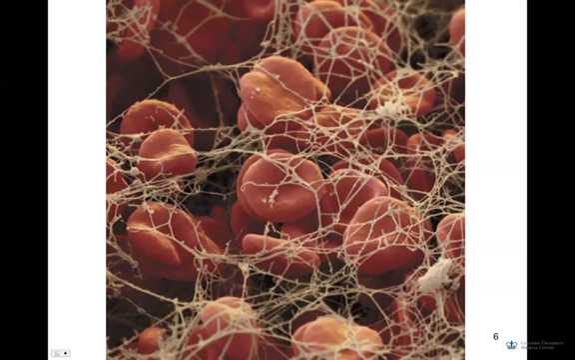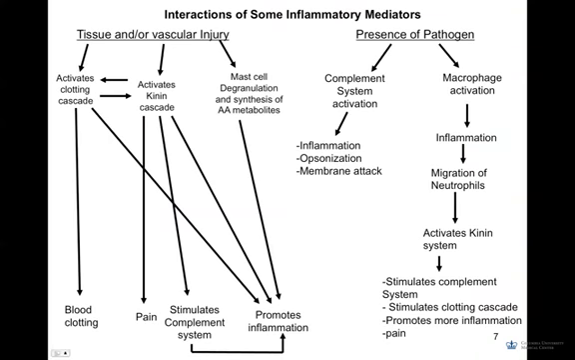Okay. And so this slide is just to give us some examples of how these different components of the inflammatory response, how these different inflammatory mediators are connected to one another. Okay? This is just an example of how they are connected to one another. And I've categorized the two sides of the slide by the two major events that stimulate inflammation. So we have on the left tissue and or vascular injury, and on the right the presence of a pathogen.